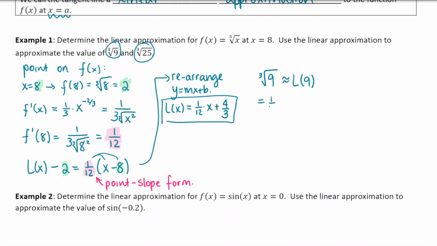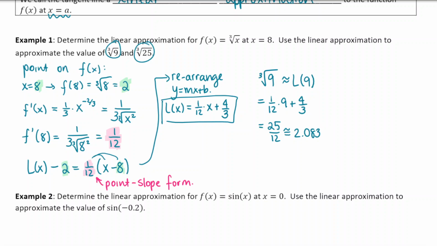So it'd be 1/12 times 9 plus 4/3. And that gives me 9/12 plus 4/3. It gives me 25/12. And I'll convert that to a decimal just so we can compare it to the actual value of cube root 9. So that's going to be 2.083 repeating, or 2.083 if I just cut that off.